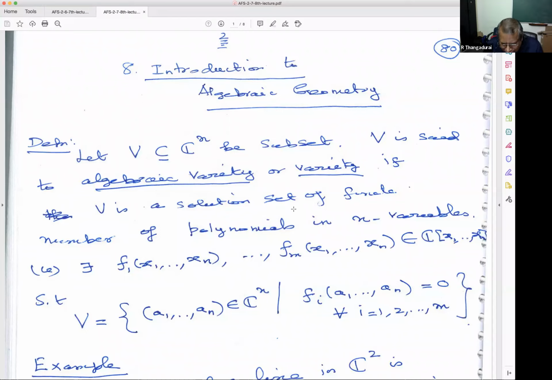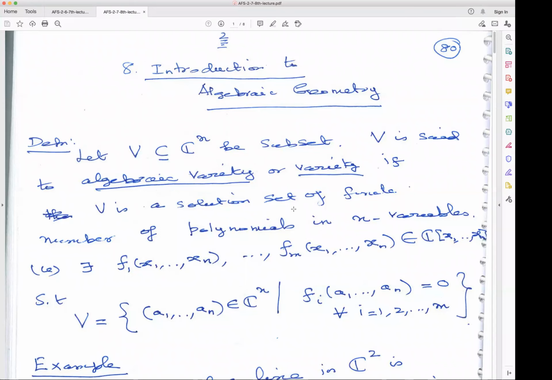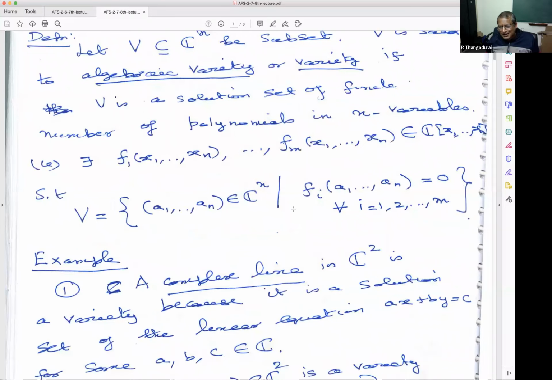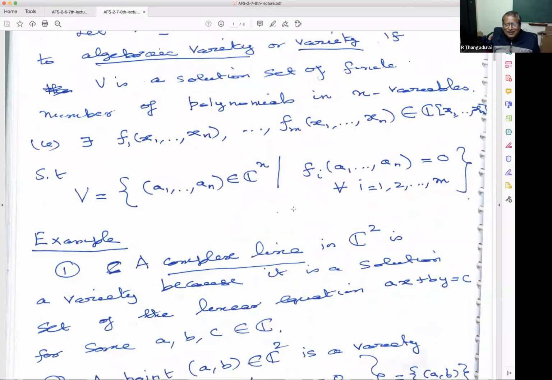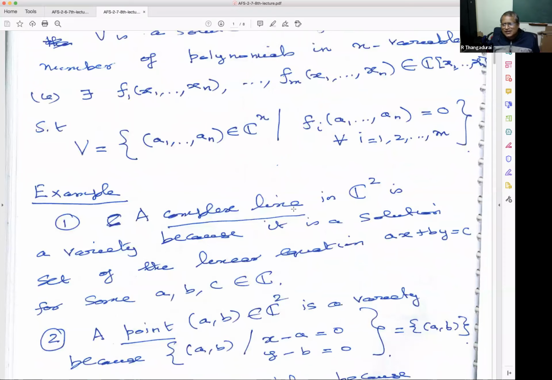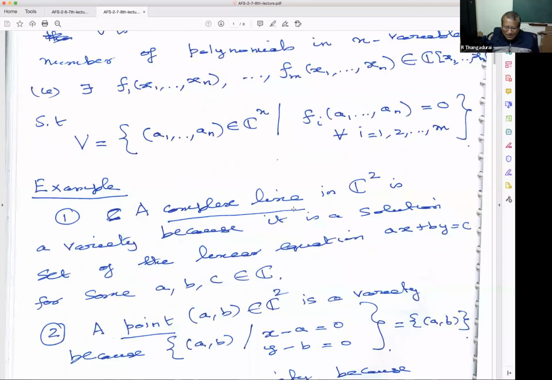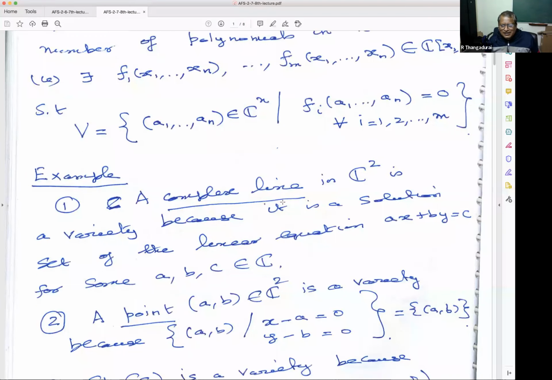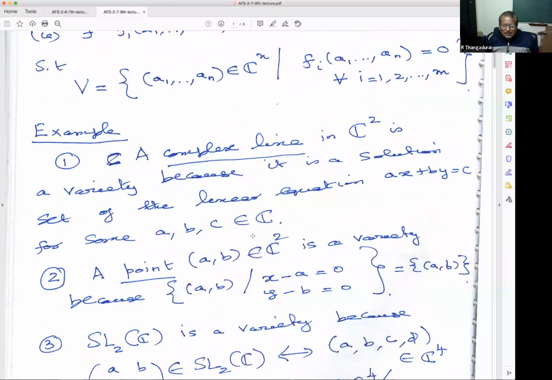Any point (a, b) in R^2 is also a variety. How? x - a = 0, y - b = 0. These are two equations. Any complex line is also a variety, because ax + by = c for some complex numbers, it is going to satisfy. It's a single equation. A singleton point is going to be a variety.